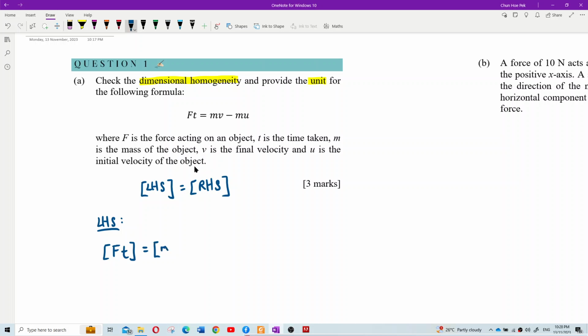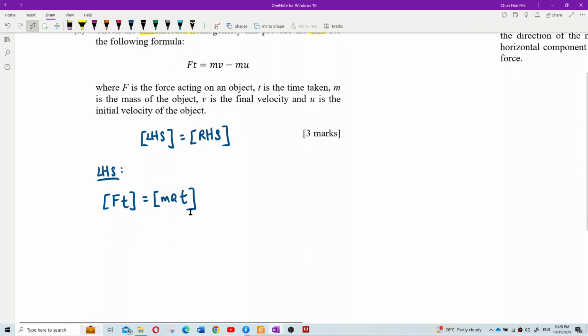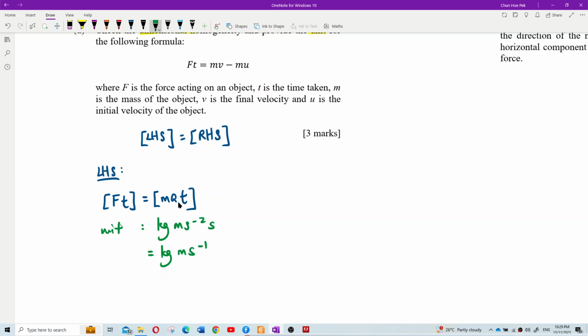Force is equal to ma. Force is equal to ma, and then now we can find the dimension, but it's easier if you find the unit first. So the unit of mass is kilogram, and then acceleration is meter per second square, and then time is second. Okay, and so this one will become kilogram meter per second, isn't it?